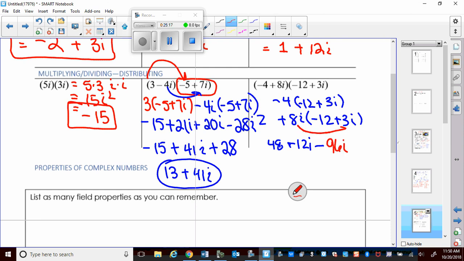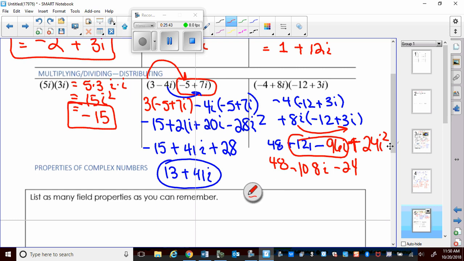And then 8i times 3i's is positive 24 i squared. Okay? So you have 48 coming down. These combine to give me 108 i's. And over here I get negative 24. Okay? Combining, I get 24 minus 108 i's.